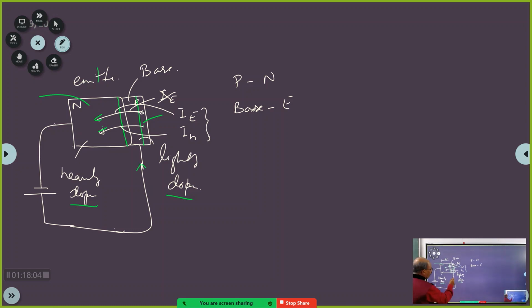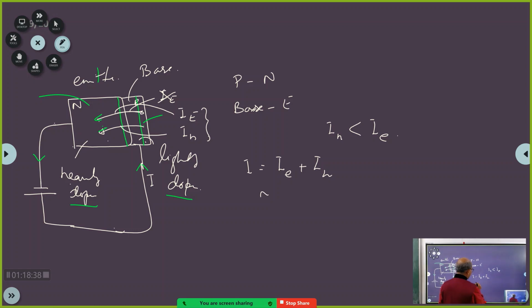Correct? So the conventional current will flow in this direction. If I say this is the conventional current, I will have IE plus IH. But now you see, since this is lightly doped and this is heavily doped, IH will be less than IE. Agree? And since it is lightly doped and this is heavily doped, for all practical purposes you can take the current as only electron current.